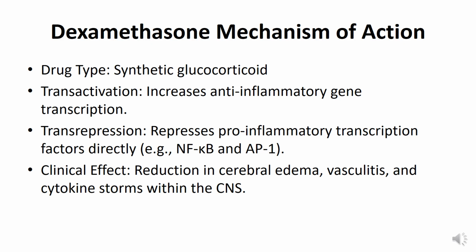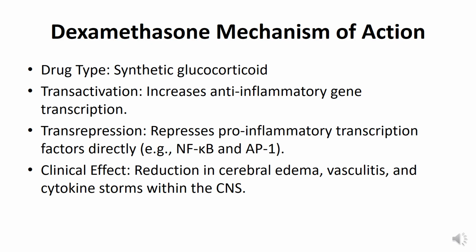At the same time, dexamethasone also works through a second mechanism known as transrepression. This process is equally important. Here, the drug suppresses the activity of key pro-inflammatory transcription factors. Two of the most important targets are NF-kappa B and activator protein 1, or AP1.